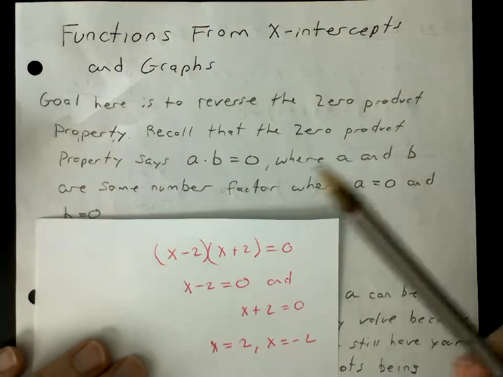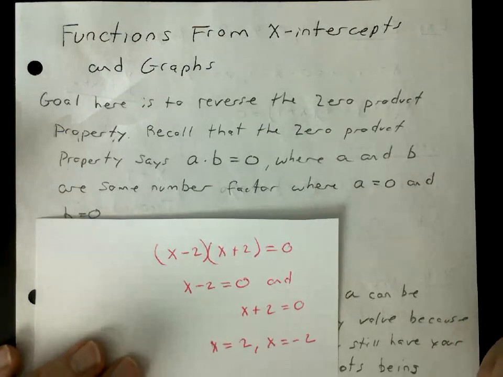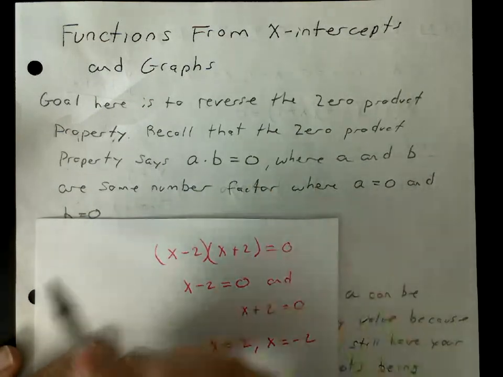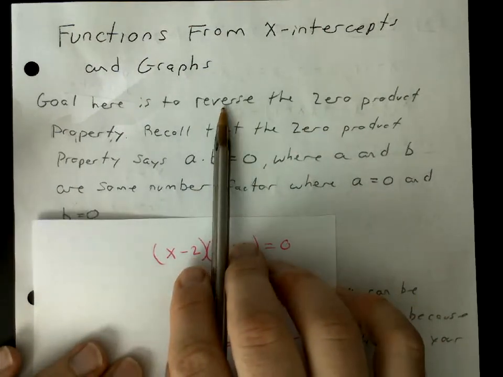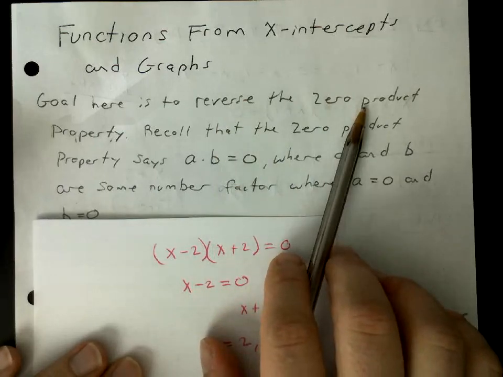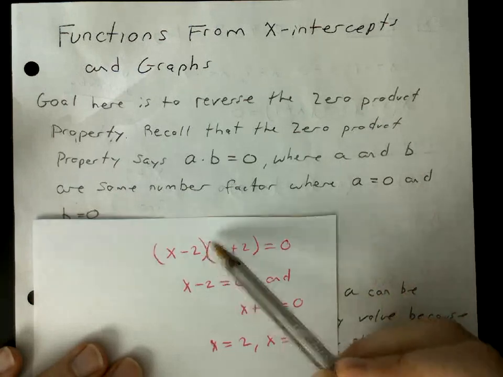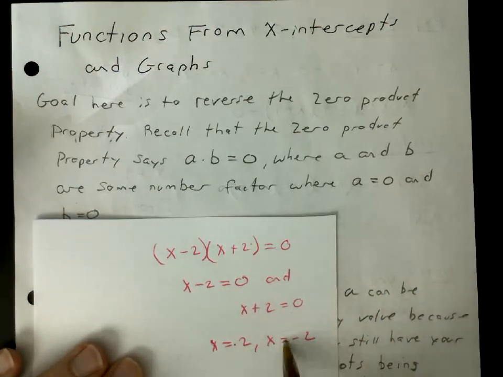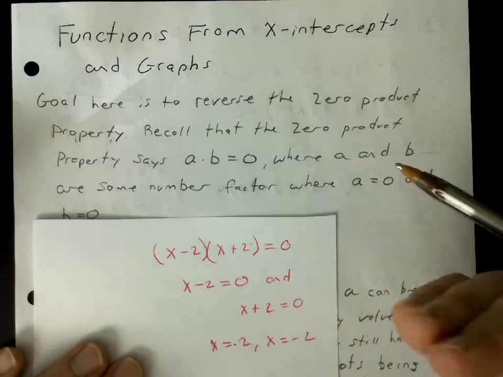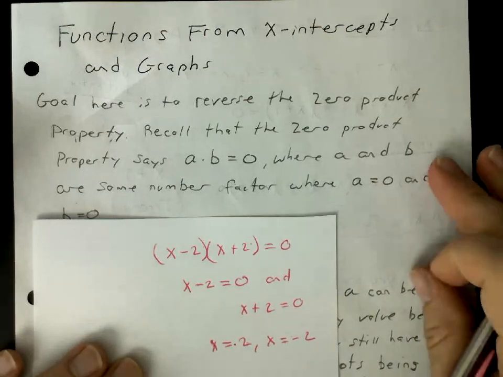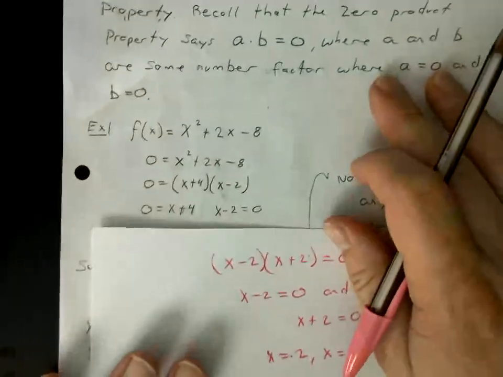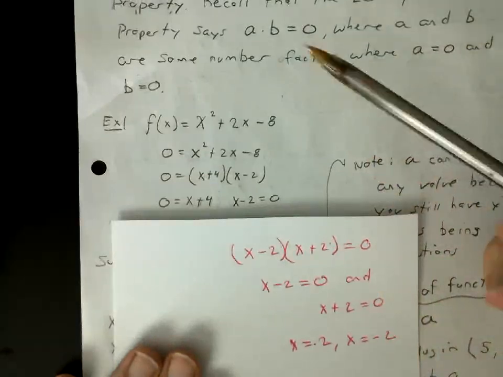But we need to look at these polynomials and do what we call the reverse of the zero product property. So that's what we're trying to do from this. We're trying to take our roots and actually make a polynomial. So here's an example of what we are trying to accomplish here.